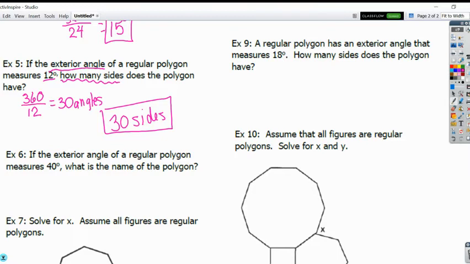So example 6 then says that if your exterior angle is going to measure 40 degrees, what's the name of the polygon? So my exterior angle is 40 degrees, find the name. I'm going to use that same idea that I just did in example 5. If I take a 360 total for the exterior and divide it by the number of degrees that it has, that will tell me how many angles it's sharing amongst. So that means that I've got 9 angles. Well, nice enough, 9 angles translates to 9 sides. So what is the name of the polygon for someone with 9 sides? That is a nonagon.